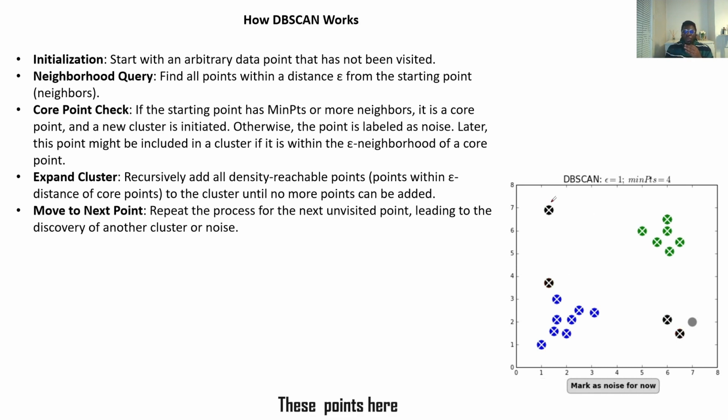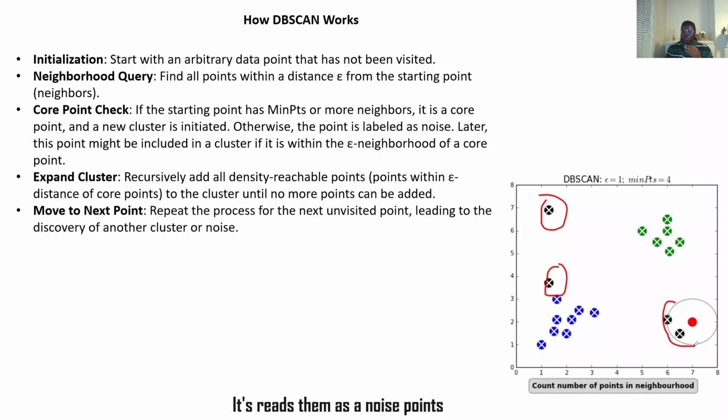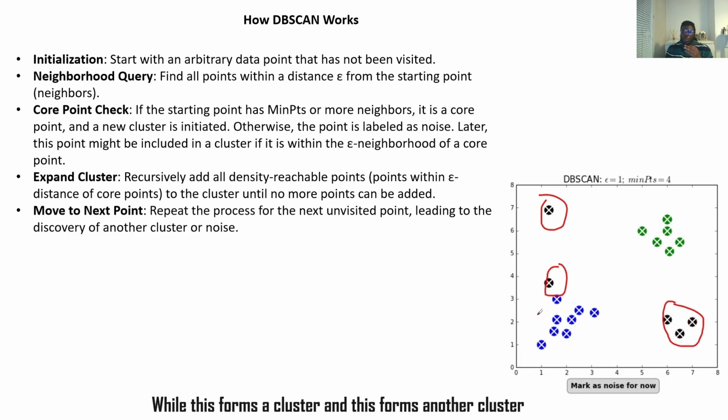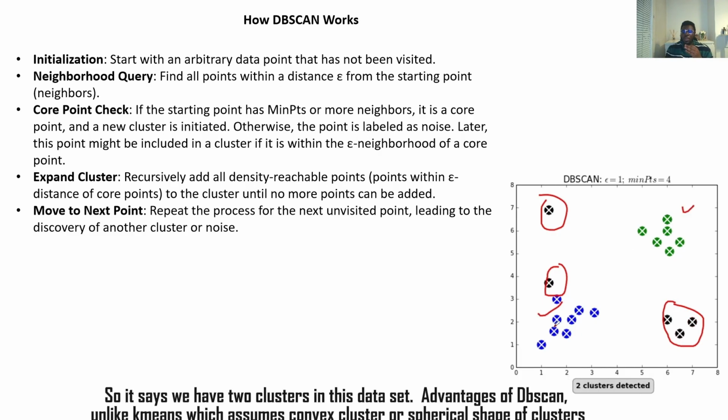These points here are tagged noise points. Let's read them as the noise points. This forms a cluster and this forms another cluster. So we have 2 clusters in this dataset.